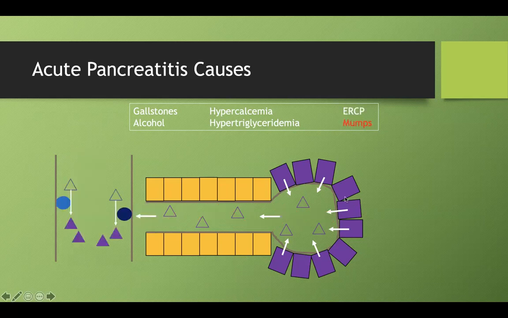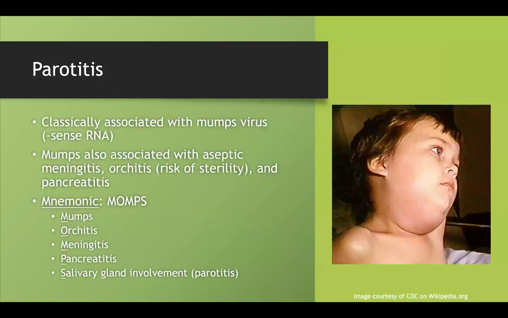And just to reiterate with those, what we just talked about, you actually don't need to know the mechanism. I'm just trying to show it to you for your own learning, so you can see why you would actually get pancreatitis. You just need to know that these are causes. And the last one I wanted to mention is mumps as a classic cause of pancreatitis.